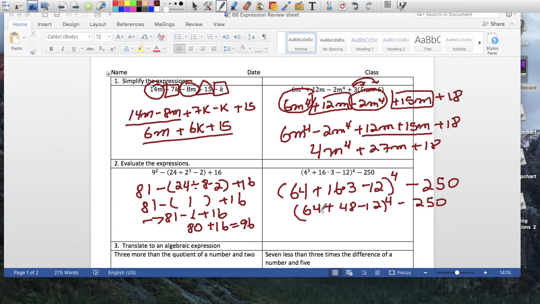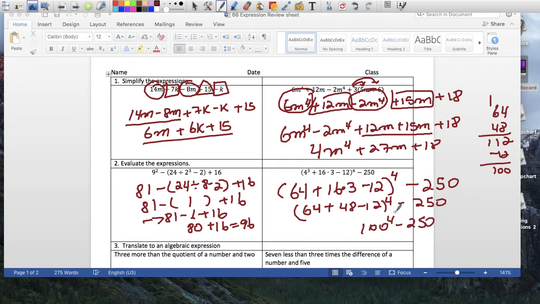So now let's do this, 64 plus 48, and I'll do this on the side here. 64 plus 48 is 112. And then I'm going to subtract 12, and that's going to just give me 100. So this is going to be 100 to the fourth power minus 250.